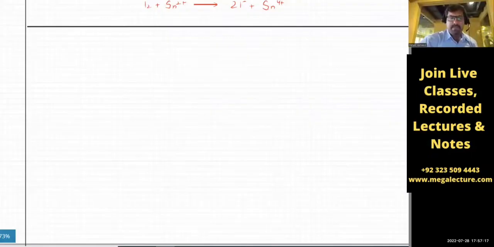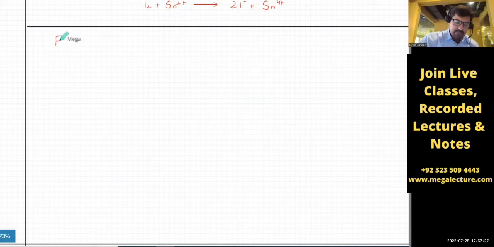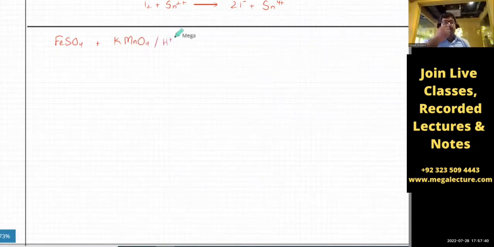We're going to try and do all of them. So there's this question, which is very common: the oxidation of FeSO4 with KMnO4, where the KMnO4 is acidified. We're going to try and figure out what will happen in this particular reaction.